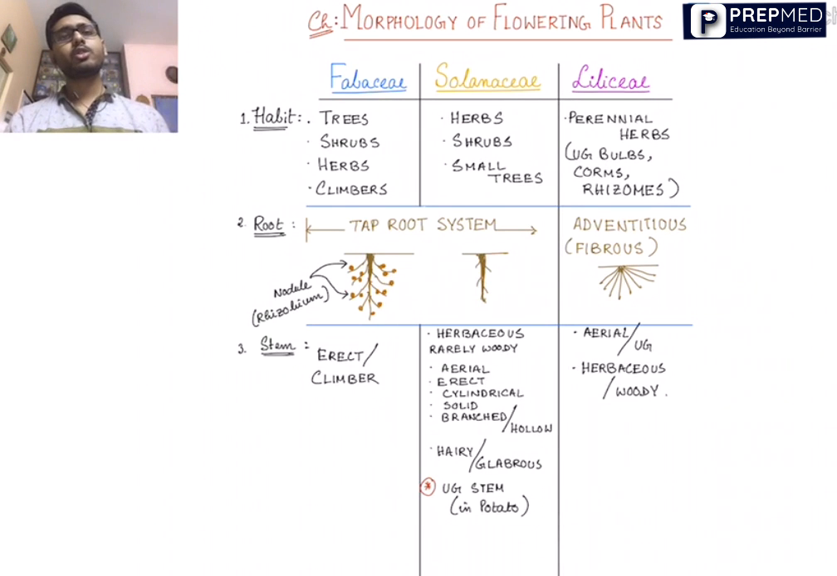Today we are going to do a comparative study between the three important flowering plant families: Fabaceae, Solanaceae, Liliaceae. The lecture will be in two different halves. In this first half, we will be focusing on the vegetative characteristics. In the next video, we will be talking about the floral characteristics. So let's get started. Fabaceae was also previously called Papilionoideae.